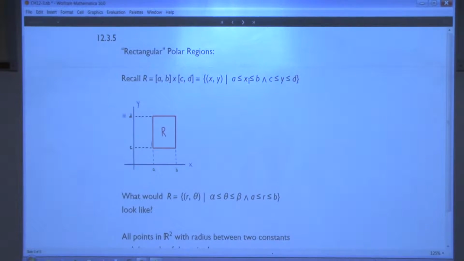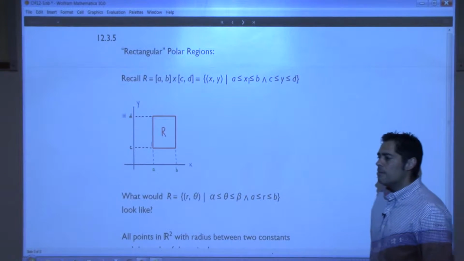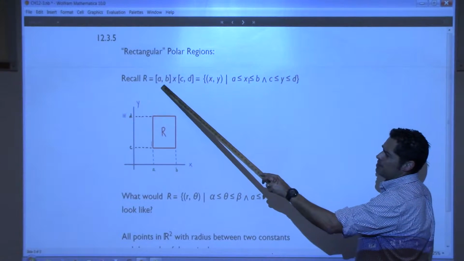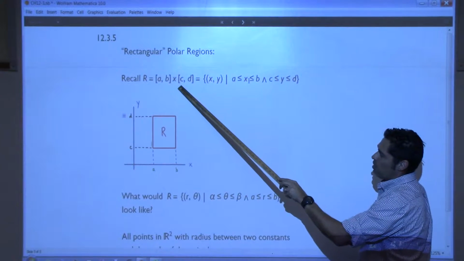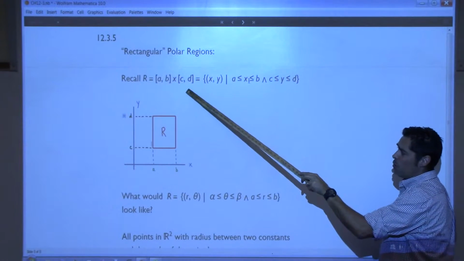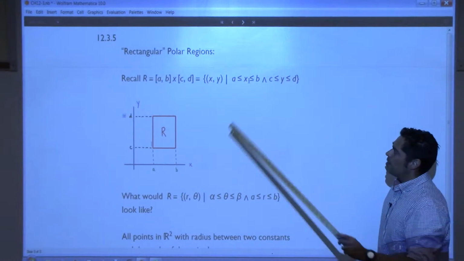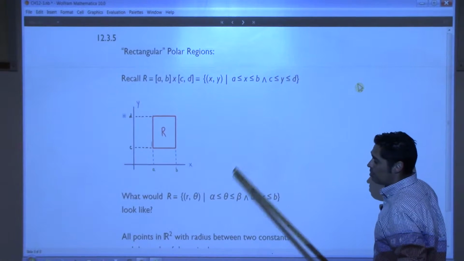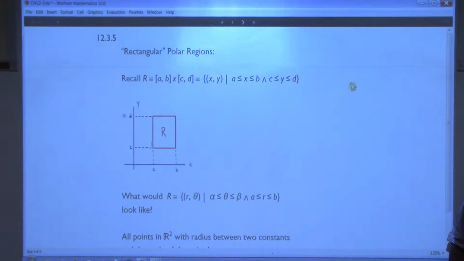So remember that when we were talking about a rectangle in Cartesian coordinates, we had this interval AB crossed, even though it wasn't a cross product, with the interval CD. This was the restriction on x's, this was the restriction on y's, and we drew this rectangle, right? That's a rectangle in Cartesian coordinates because our x is bounded between two constants, and our y is bounded between two constants. But what would a rectangular polar region look like?